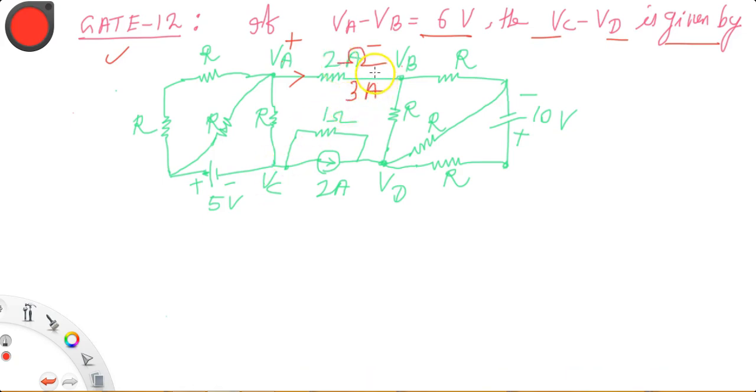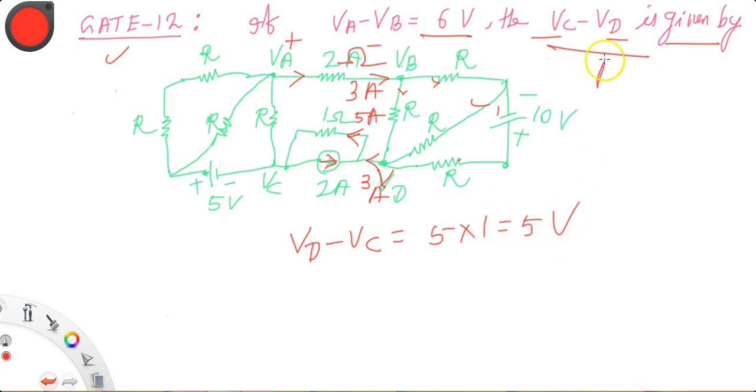So obviously this current, wherever it goes like this, ultimately the return path is only 1. Yes or no? So that means you have 3 amperes here, right? So that 3 amperes and another 2 amperes will flow through this node. This is coming 2 amperes, this is 3 amperes, so it will have 5 ampere. So they have asked VC minus VD. Obviously this is your VD, that is VD minus VC equal to 5 into 1, that is 5 volt.